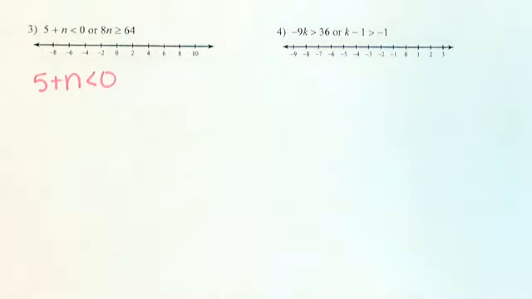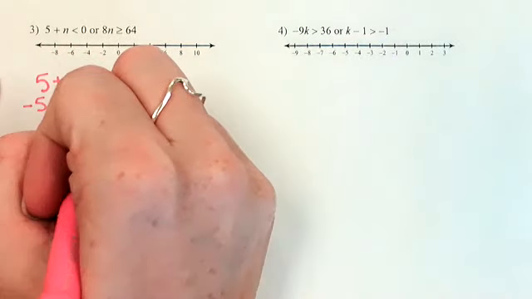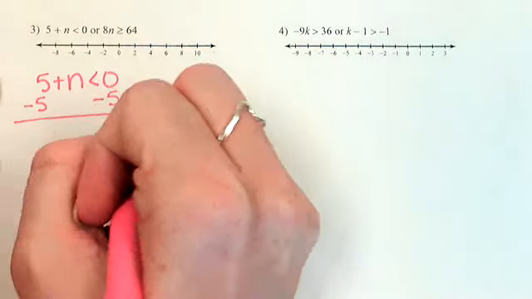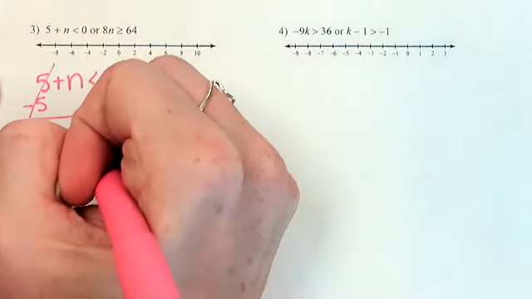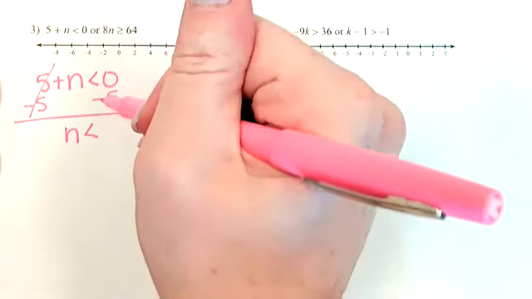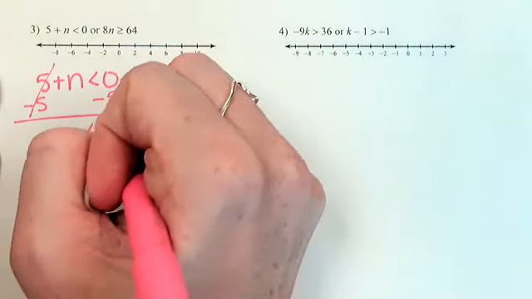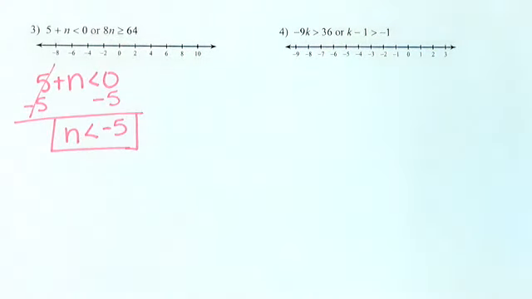We want to get our letter by itself. So we need to get our n by itself. So this is a positive 5. So we're going to subtract 5. The 5's cancel. We bring down our n and our inequality symbol. 0 minus 5 is negative 5. So that's the first half. n is less than negative 5.